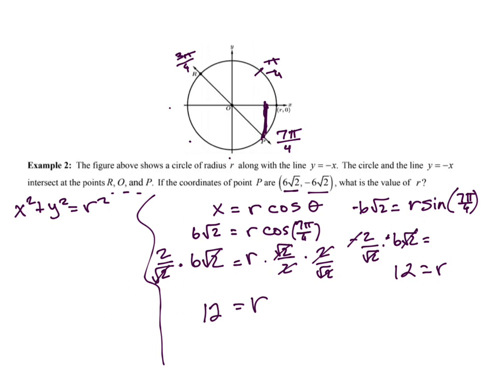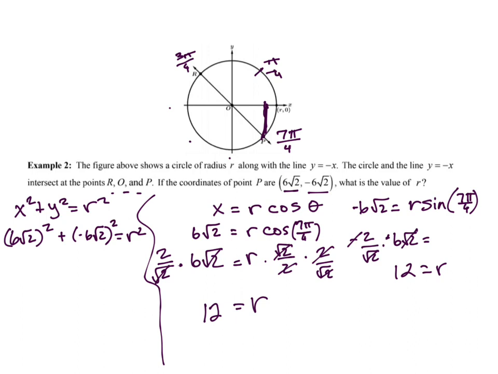So if I plug in my x coordinate here, (6√2)² plus (−6√2)², I can end up with r squared. And that's (6√2) group squared. When I square a product, I square both pieces.